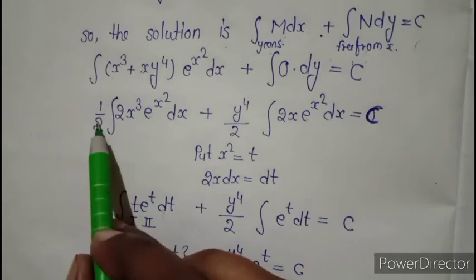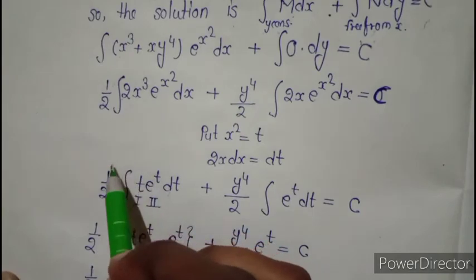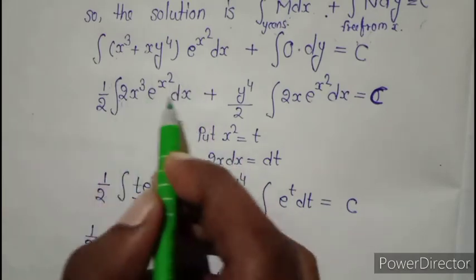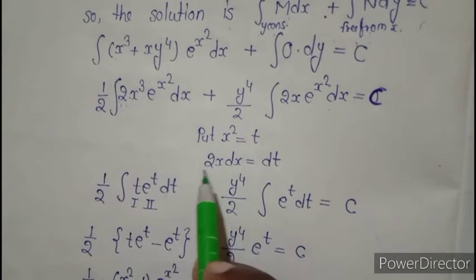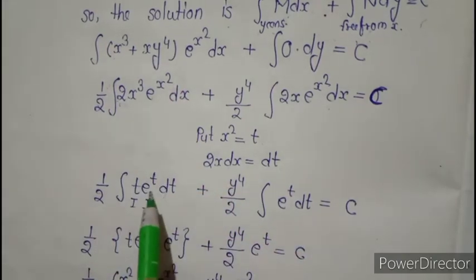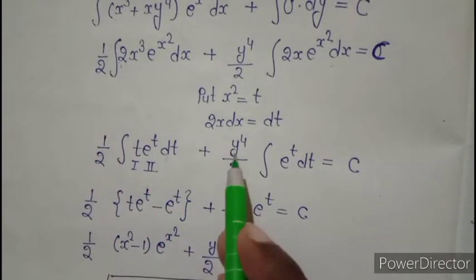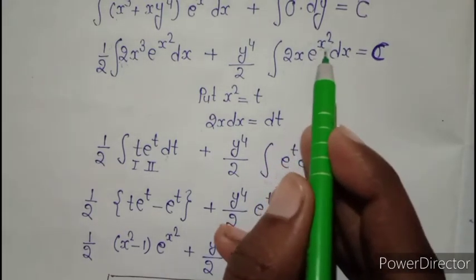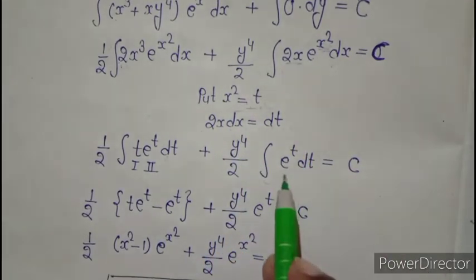If we separate them, then what do we get? We multiply by 2 and divide by 2 as well, then it can be solved by the substitution method, and we are separating it. So I will put x square as t, and that gives me 2x dx is equal to dt. If we put this, then we get 1 by 2 integration of t e raised to power t dt plus y raised to power 4 by 2 integration of e raised to power t dt, since we are putting t in place of x square and dt in place of 2x dx, and that is equal to the integrating constant c.